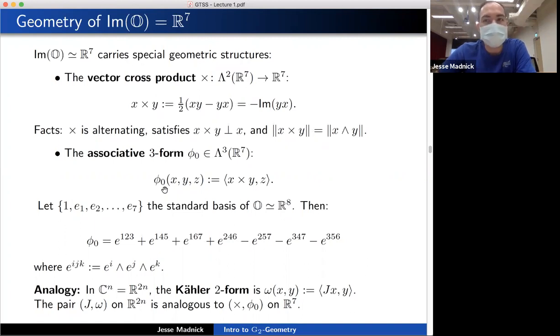This analogy is actually better than it looks. There really is a very strong analogy between the pair J, omega on the one hand in even dimensions, and the cross product and phi0 on R7. There's a lot of work done really motivated just by this analogy, just thinking of the cross product as somehow like J and phi0 as somehow like the Kähler form.